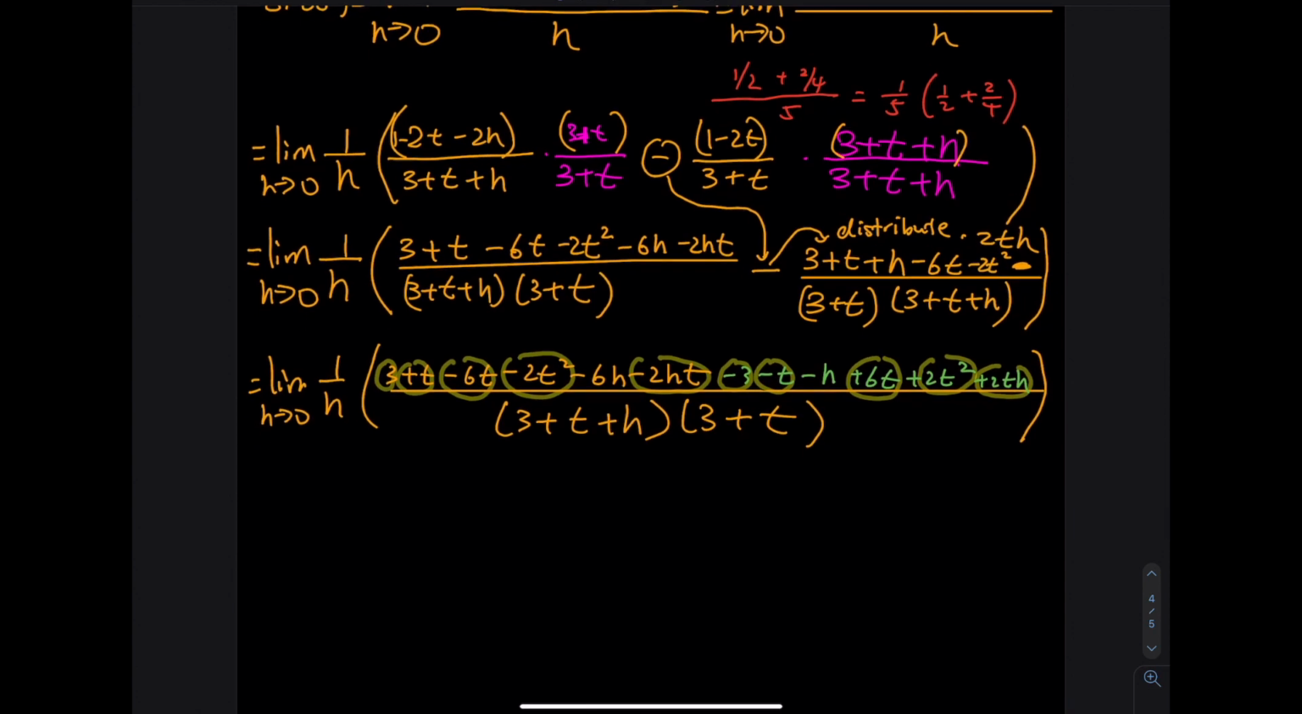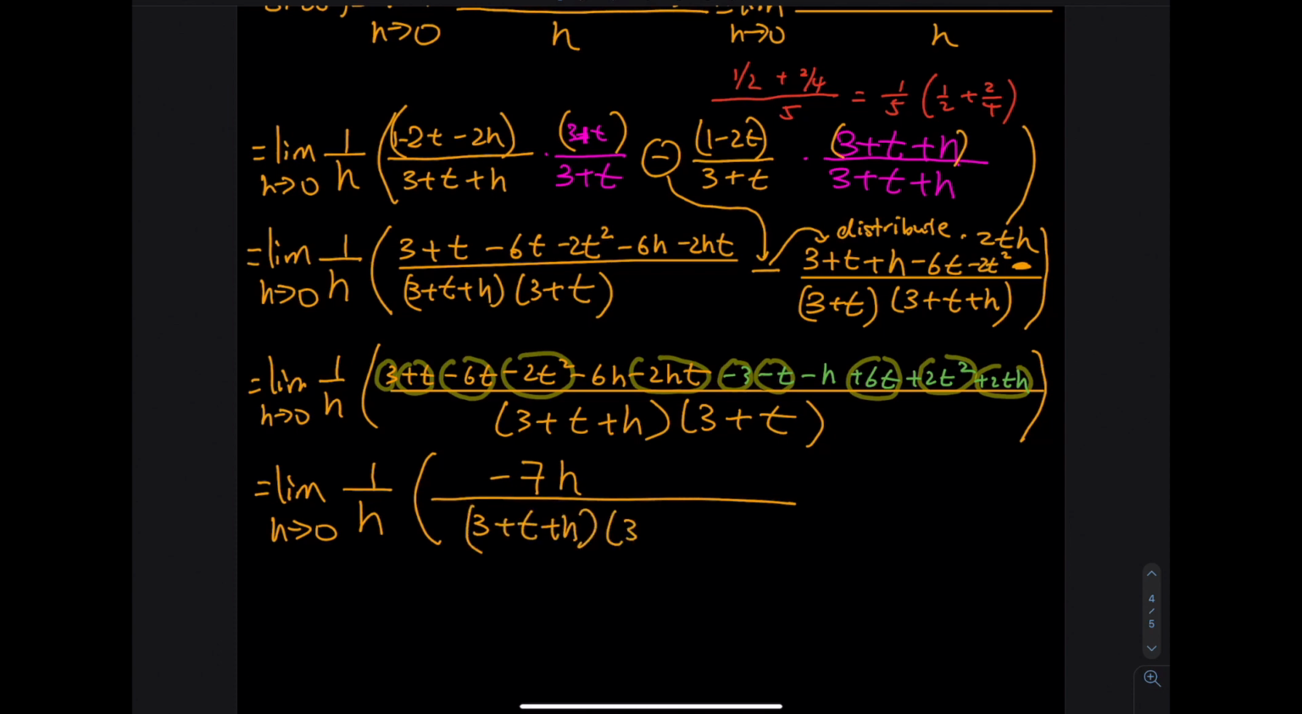So the next line, limit as h goes to 0, 1 divided by h. The top, simple. Negative 6 minus 1 is negative 7, divided by the common denominator. Okay, let's get rid of the h. Get rid of the h, and then we plug in a 0. So once we plug in a 0, the bottom will be 3 plus t squared. So we have negative 7 divided by 3 plus t squared.